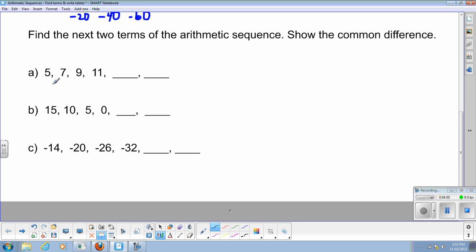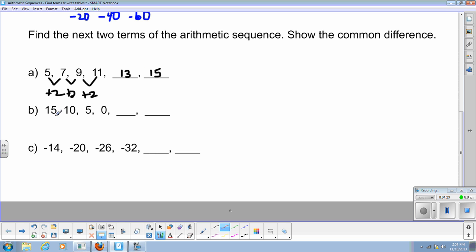So if we look at letter A, to get from 5 to 7, plus 2. To get from 7 to 9, plus 2. To get from 9 to 11, plus 2. So notice here I am showing you the common difference that I used in the pattern. That means the next two terms are 13, and I add 2 more, and I have 15. So A has a common difference. The common difference is plus 2.